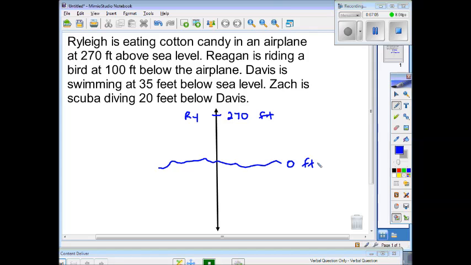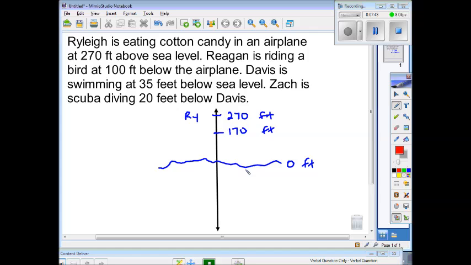So now, Reagan is riding a bird at 100 feet below the airplane. Now, this is where it gets a little hard for some students. Where is Reagan going to be on the number line? At 170, so it would be somewhere in the middle. Okay, he said about right here at 170, right? Does anybody disagree with that? Does anybody think it could be anywhere else? Because it's not.